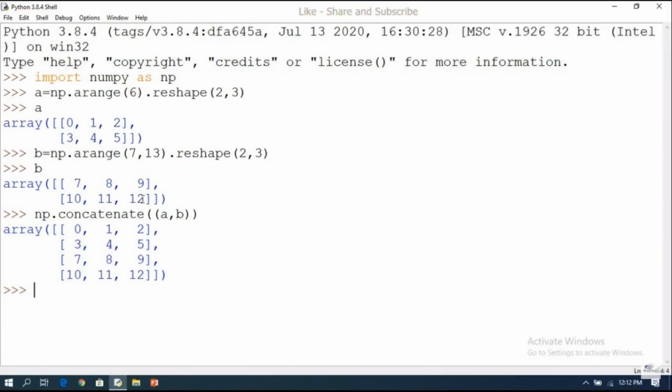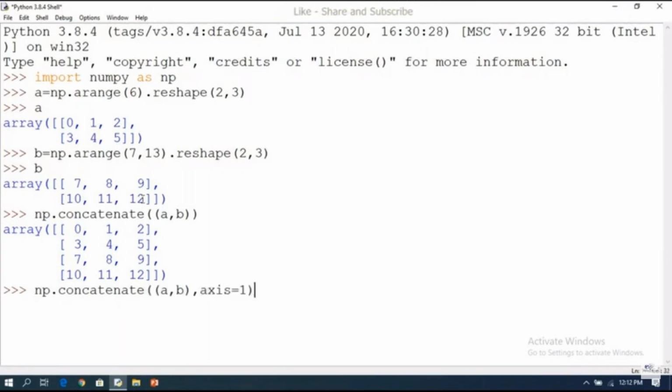Okay, yeah. 4, 5, 7, 8, 9, 10, 11, and 12. So all the elements, all the dimensions have been concatenated. Two arrays will be concatenated here. So we can pass one more parameter in this concatenate, that is an axis. So based upon the axis, it will concatenate the arrays. So you will see axis is equal to 1.